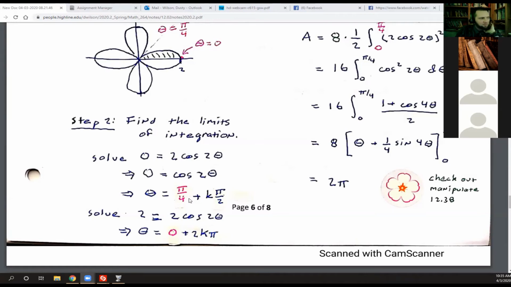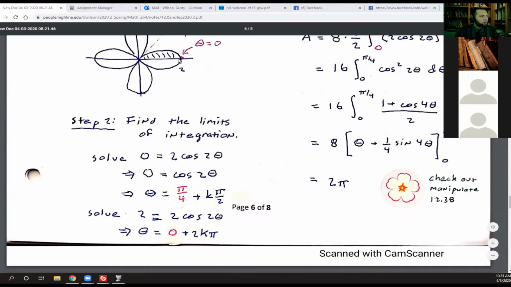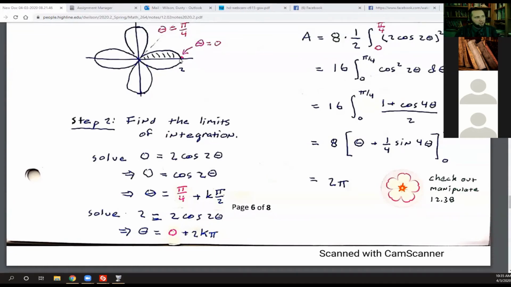What do the k pi over 2 and the 2k pi at the end of those limits of integration represent? The 2k pi and the k pi over 2 represent the fact that there's actually an infinite number of solutions to these equations. And maybe it's easier to see on the 2 here.